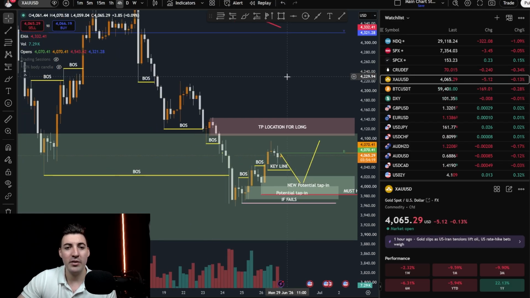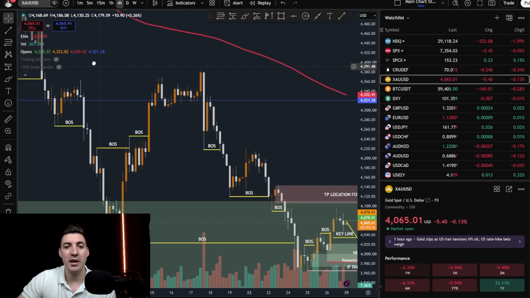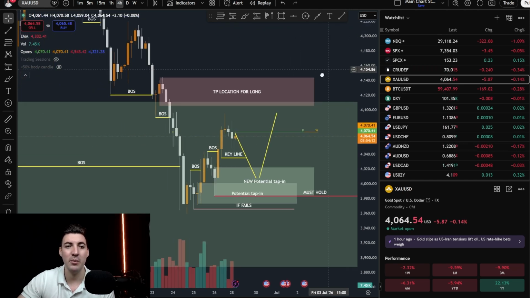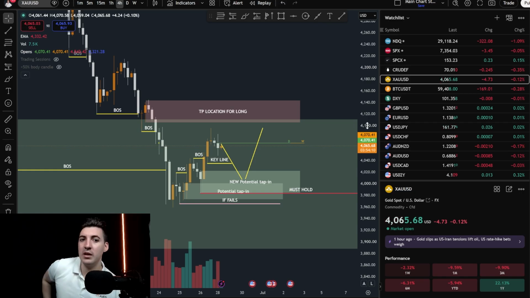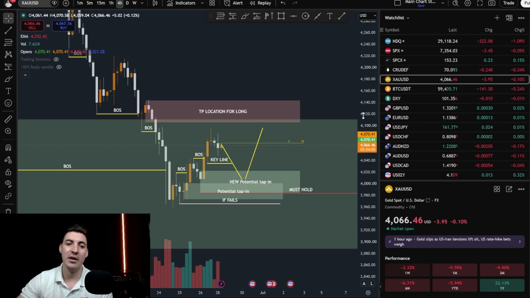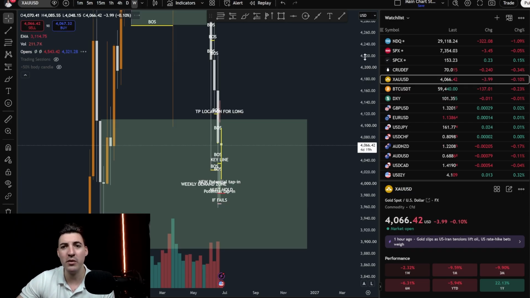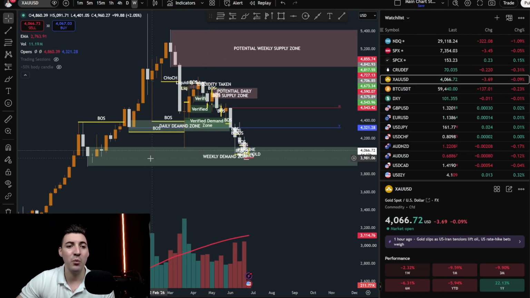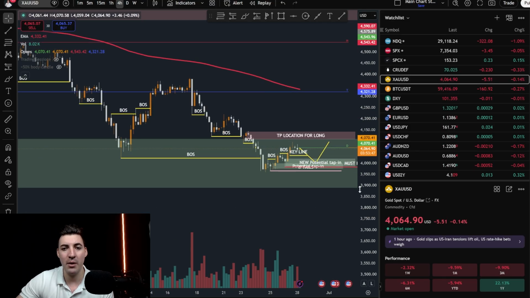Heading over to XAU, we have just been in a downtrend since March, and I don't see it slowing down. I think we're currently at a stage where XAU could be seeing the early signs also of a trend reversal, because if we zoom out to the week, we are technically in an uptrend, and we have now entered into a very strong weekly demand zone. You can see that there. Let me zoom back into the 4-hourly frame.